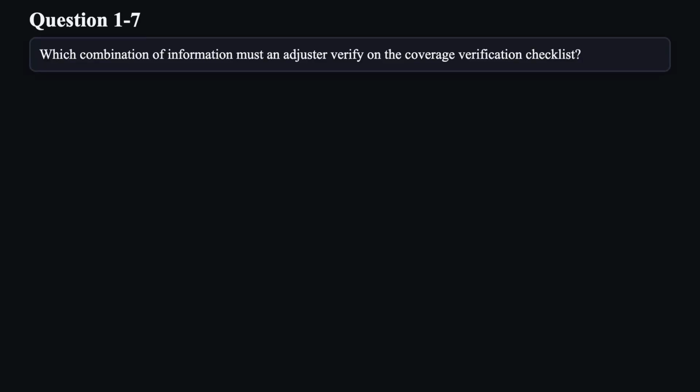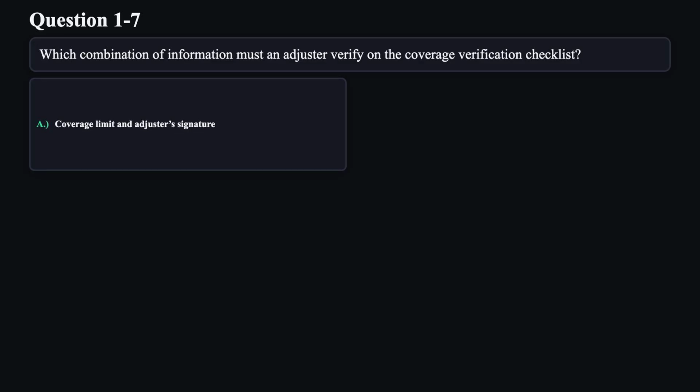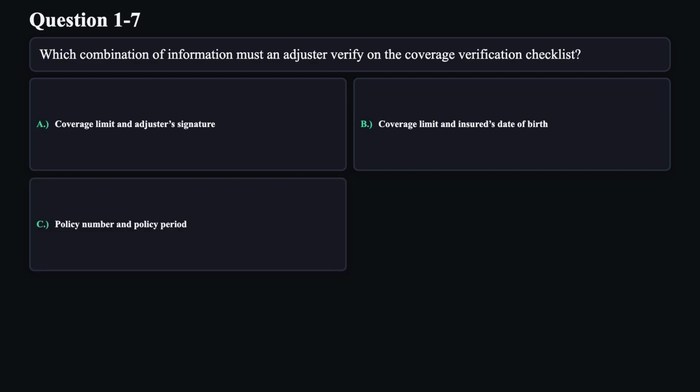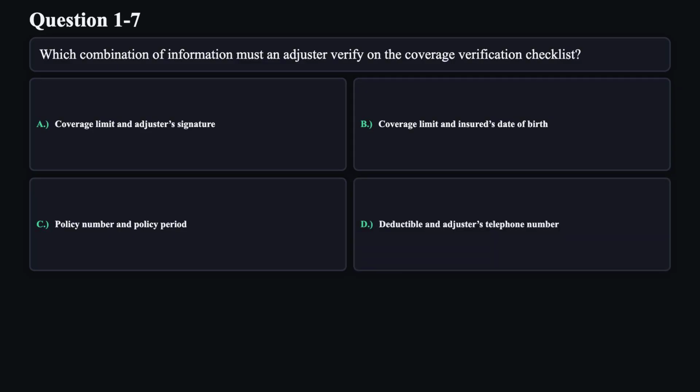Question 7. Which combination of information must an adjuster verify on the coverage verification checklist? A. Coverage limit and adjuster's signature. B. Coverage limit and insured's date of birth. C. Policy number and policy period. D. Deductible and adjuster's telephone number.